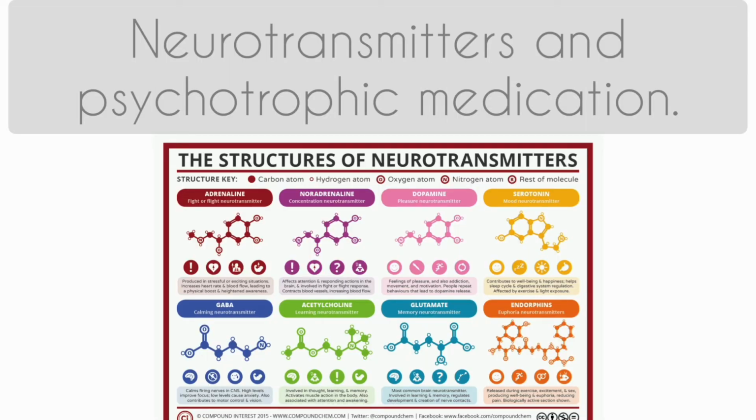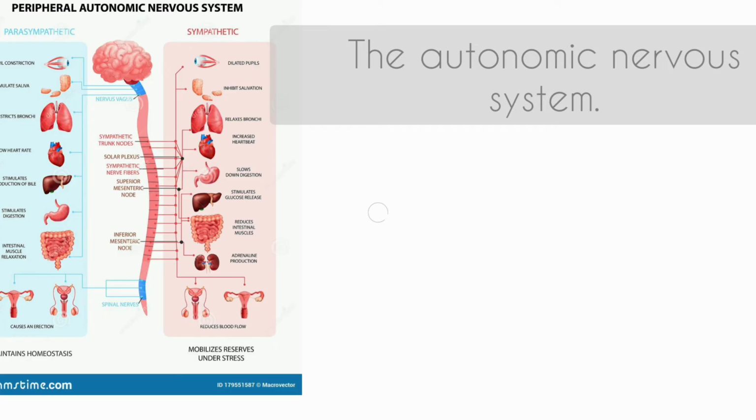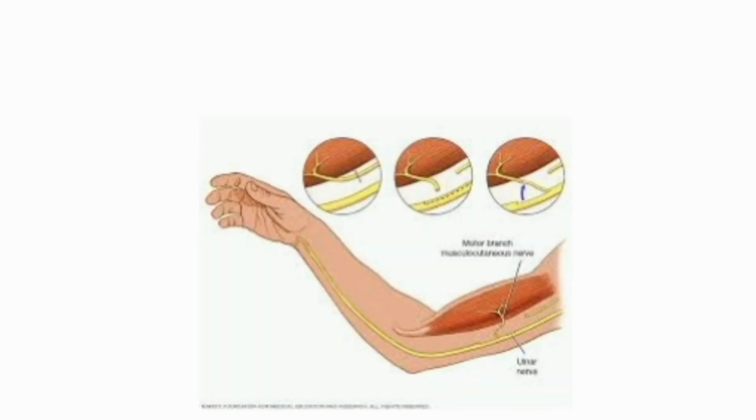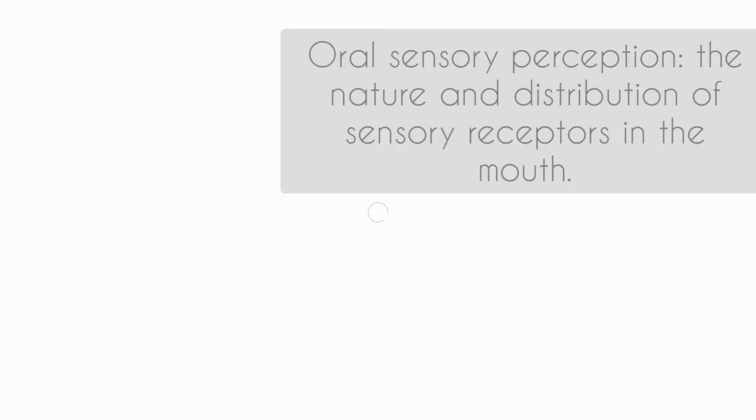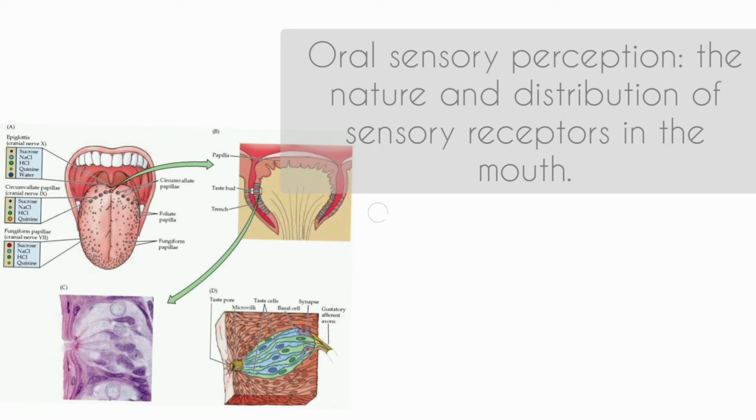Neurotransmitters and psychotropic medication. The autonomic nervous system. Nerve damage and repair, mechanisms of pain perception and pain control. Oral sensory perception, the nature and distribution of sensory receptors in the mouth.